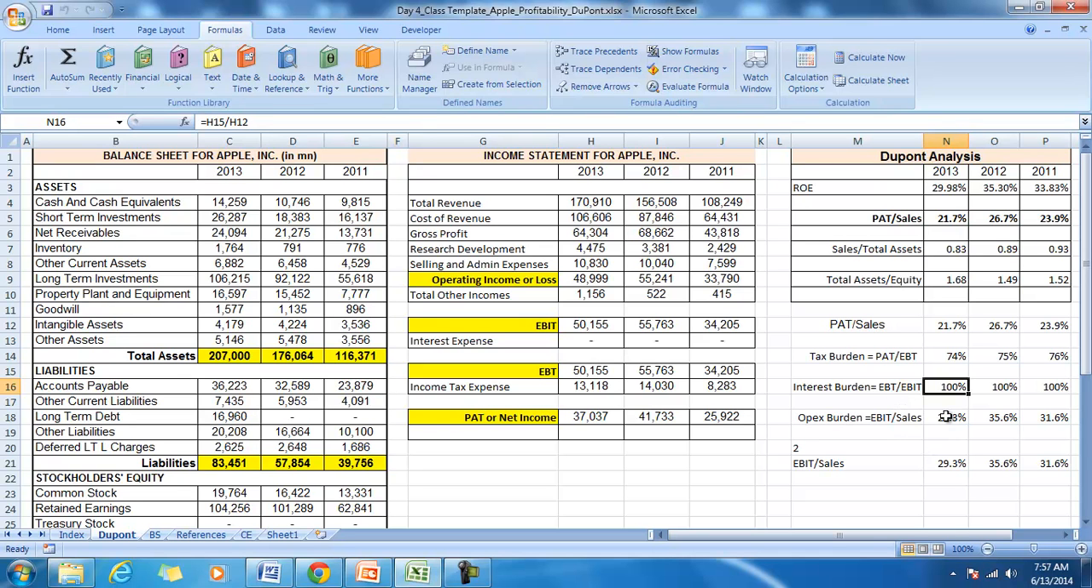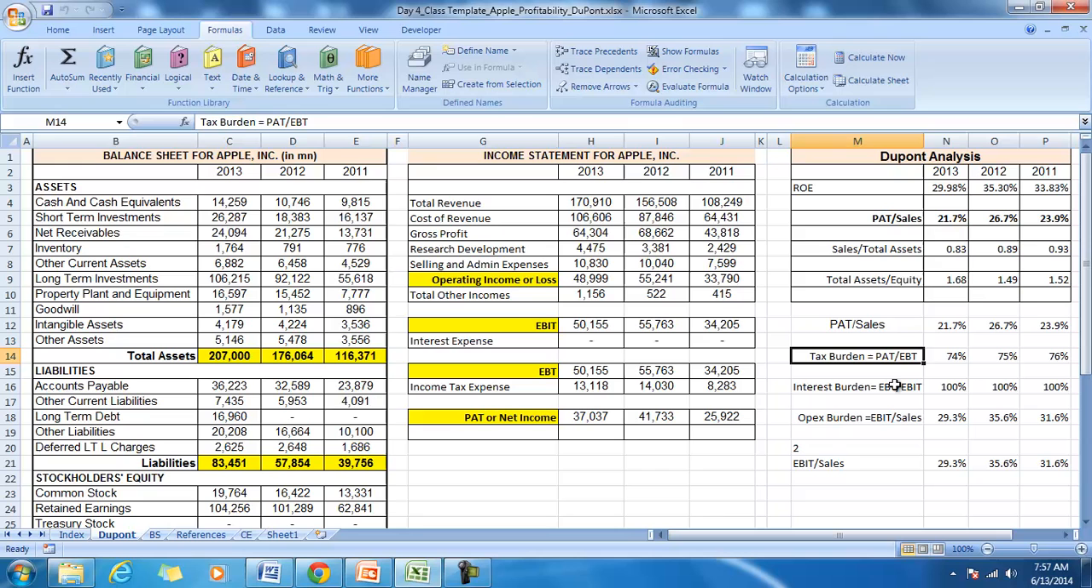And the operating burden or OPEX burden is quite high. That means 29% of the sales is EBIT. In other words, around 70% of the sales is operating expense. So there is a need to understand. So we picked up this one and we saw that there is a tax burden, an interest burden, and an operating burden. Now we can examine the operating burden.